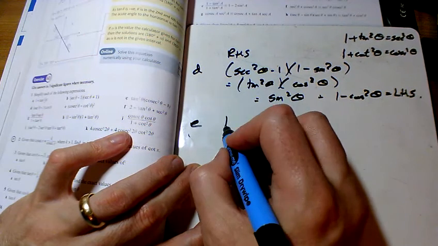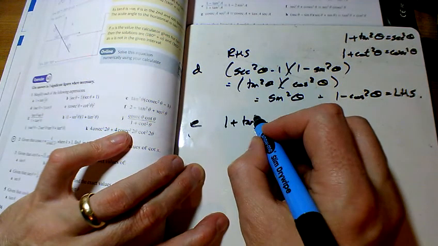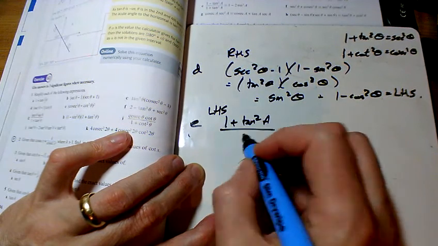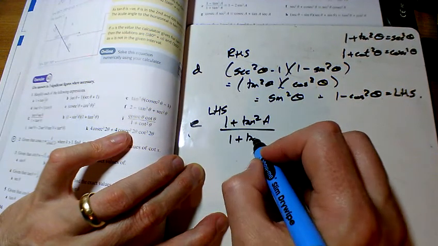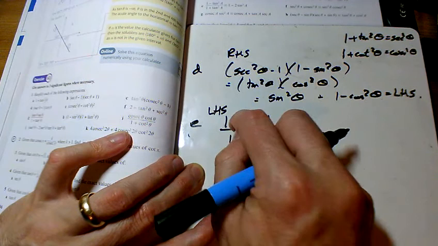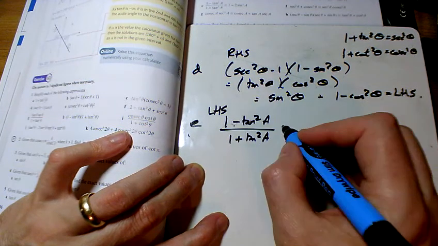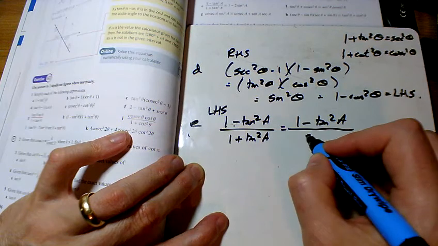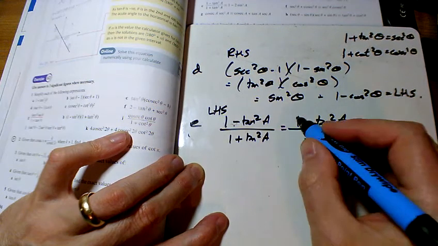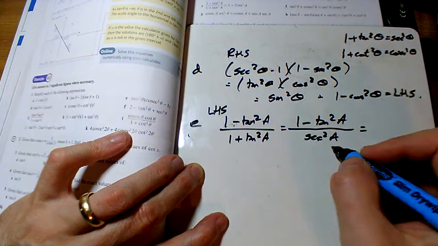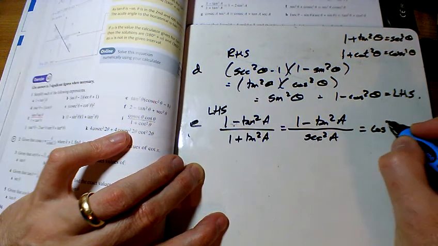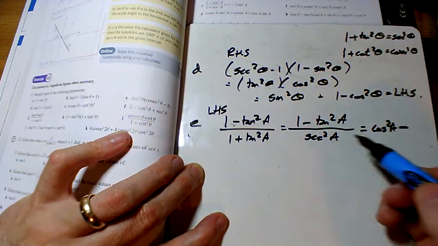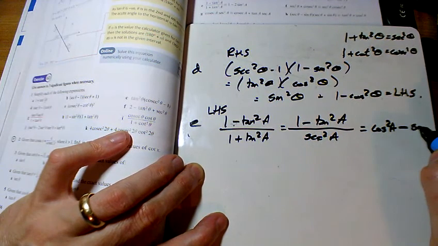For E, I've got a fraction, so I'll start on the left-hand side this time with the nice fraction. And I've copied that down wrong, haven't I? There's a minus there. So 1 plus tan squared on the bottom. 1 plus tan squared is sec squared. So I've got 1 over sec squared. So 1 over sec squared, that's actually cos squared, isn't it? Minus tan over sec. Tan over sec is sine squared.